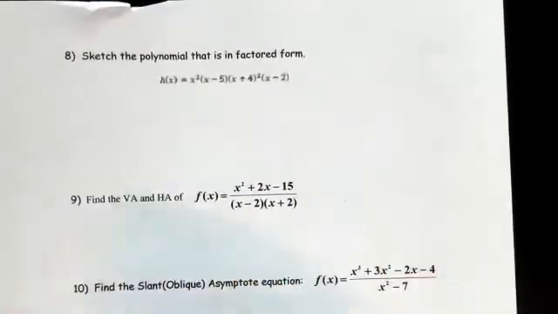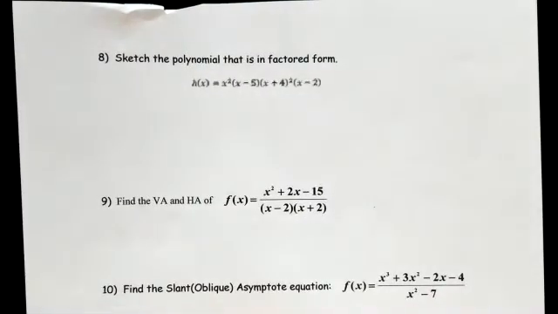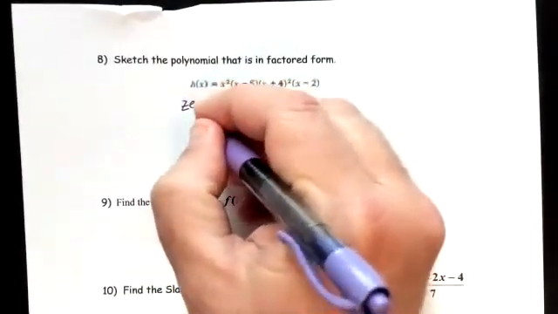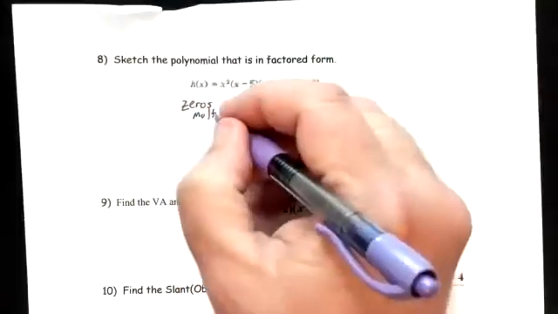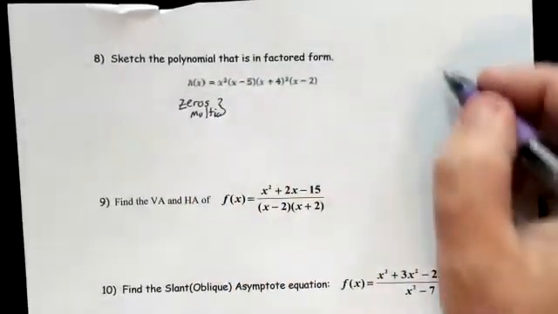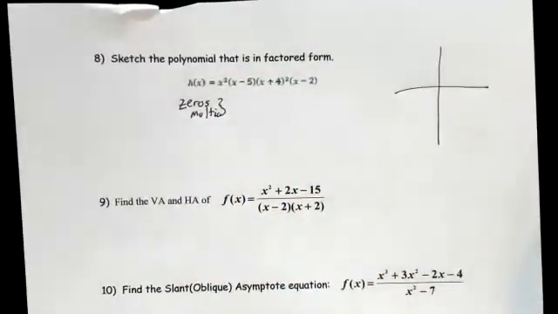All right, one of these days I'm going to retype some of this up, but it says sketch the polynomial that is already in factored form. So things that we want to be able to do: zeros and their multiplicities. If we can find the zeros and the multiplicities, it's going to help us sketch over here.